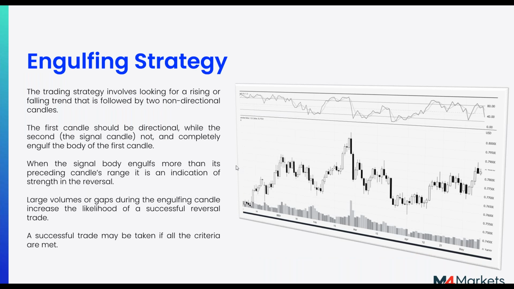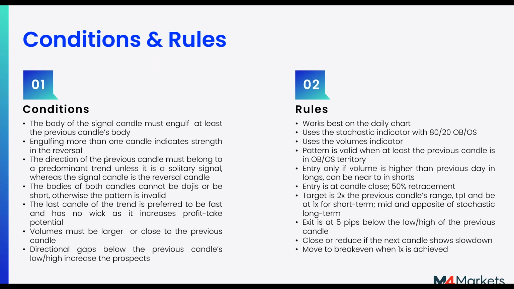Now, this is the engulfing strategy, guys, okay? It, of course, involves looking for a rising or a falling trend that is followed by two candles of opposite color. The first candle should be directional, as goes with the trend, while the second one, which is the signal candle, is not, and completely engulfs the body of the first candle. When the signal body engulfs more than its preceding candle's range, it is an indication of strength in the reversal. Large volumes or gaps during the engulfing candle increase the likelihood of a successful trade, and it should be taken if all criteria are met.